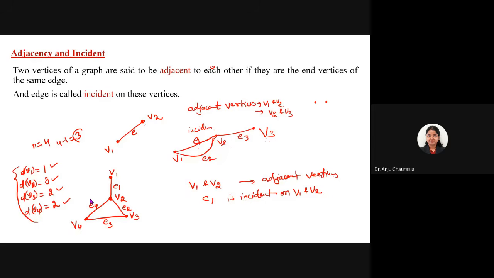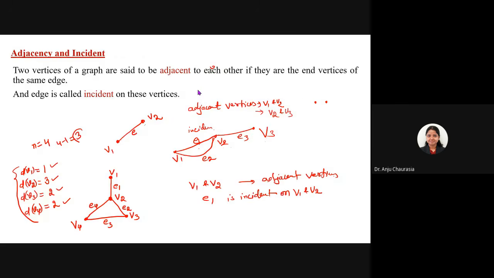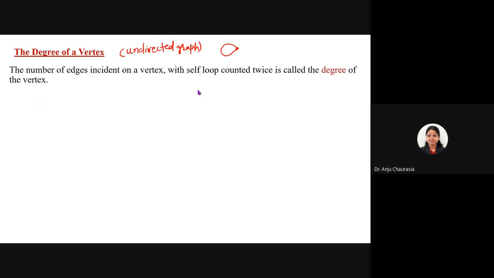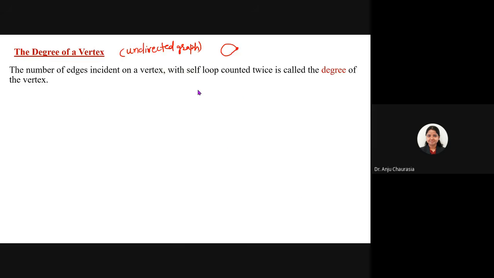Null graph, weighted graph, finite and infinite graph, adjacency or incidence. That is not very important, you do not have to memorize it. If you understood, then okay. These terms are not for you. Adjacency and incidence are for further learning. The degree of a vertex is very important.